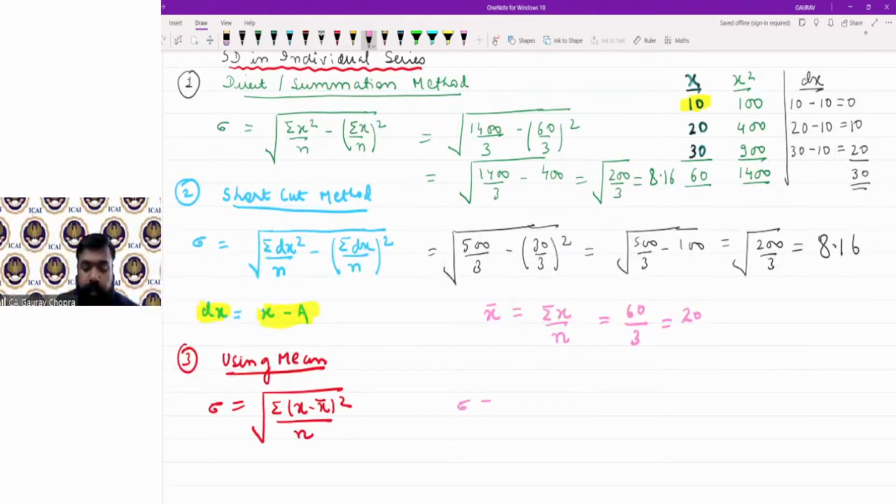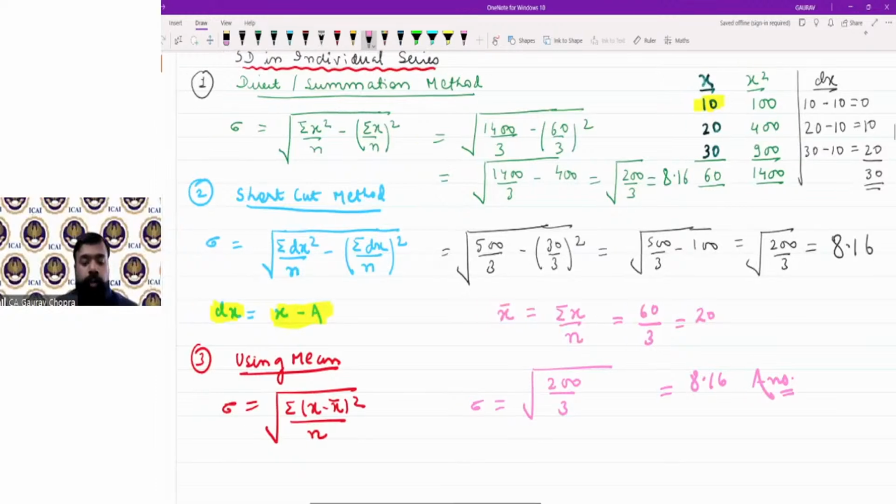So it will give us root of 200 upon n. N is 3. So directly we are getting the same answer, that is root of 200 by 3 or 8.16. So this is the final result. All right. So all these are the formulas of standard deviation in individual series. Let's see some examples from the book.